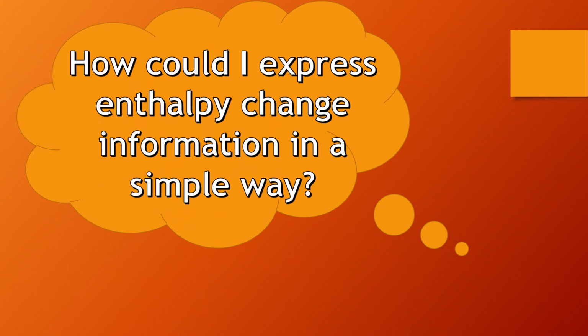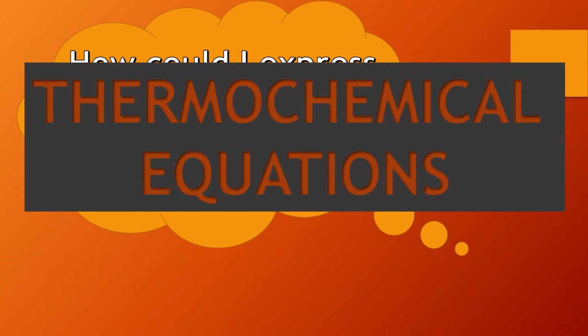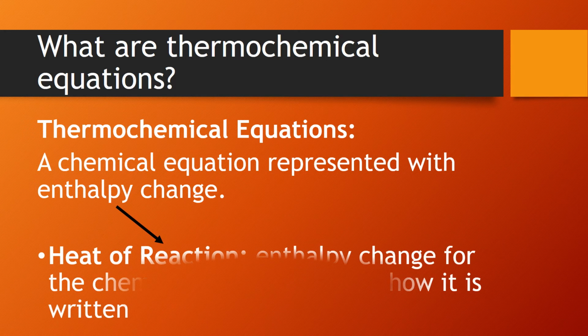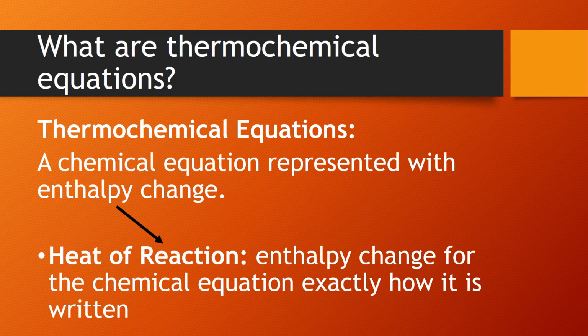So I usually have this question: how do I express enthalpy change information in a simple way? And the answer to that question is thermochemical equations. Thermochemical equations help us to give information about enthalpy changes in a chemical reaction. What are thermochemical equations? They're chemical equations represented with enthalpy change. And the enthalpy change that we calculate using the equation Q equals mc delta T is what we call heat of reaction. And the heat of reaction is the enthalpy change for a chemical reaction exactly how it's written.